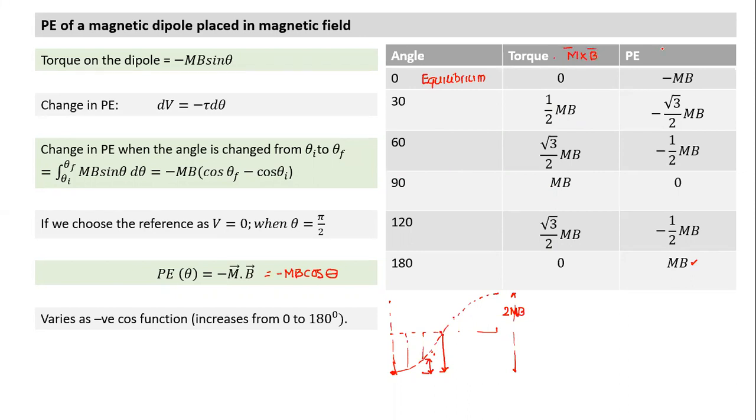Very similar to what we have done in case of electric dipole. And what is potential energy? Minus m dot b, and in terms of magnitude, we can write it. So this is all we need to know in case of potential energy of a dipole. Rest all is a simple application of very basic things.